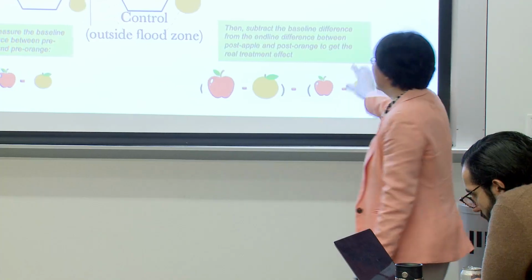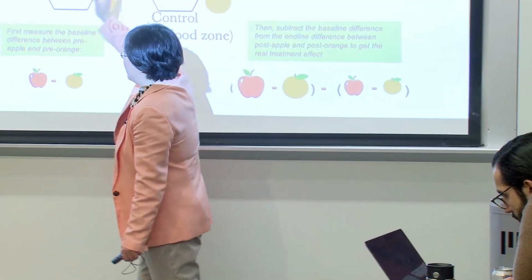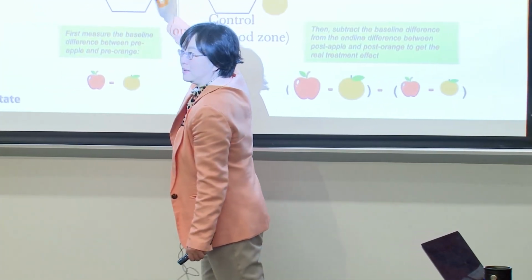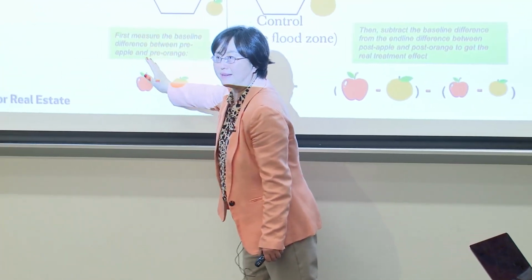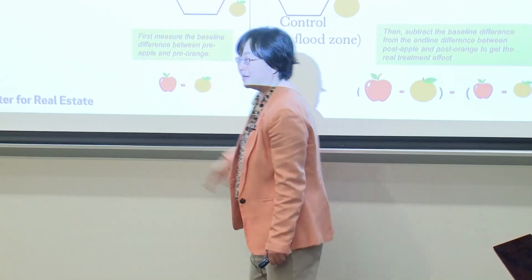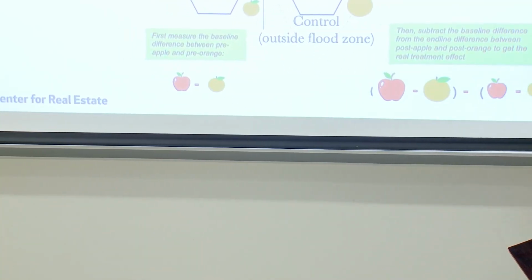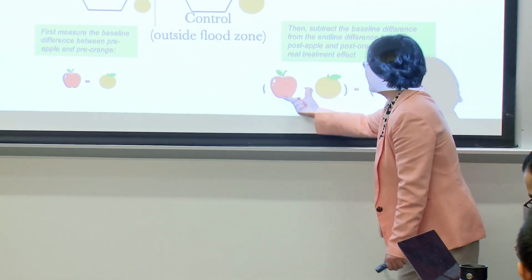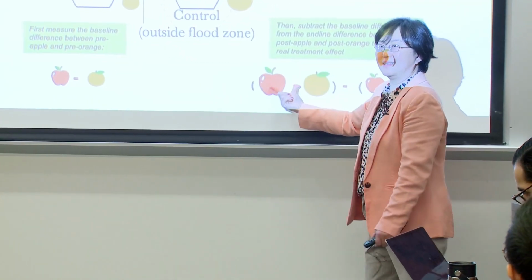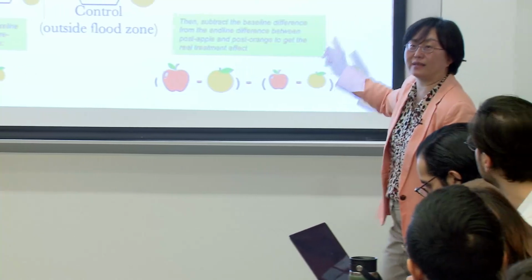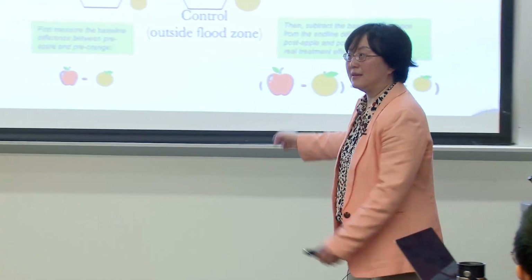So that's the point. First, measure before anything has happened. What's the fundamental difference of the baseline, the gap between the two small orange and apple? Then we know they are different. We control for that. Now, after treatment, they become more different. And then we subtract. So that's the hurricane effect.